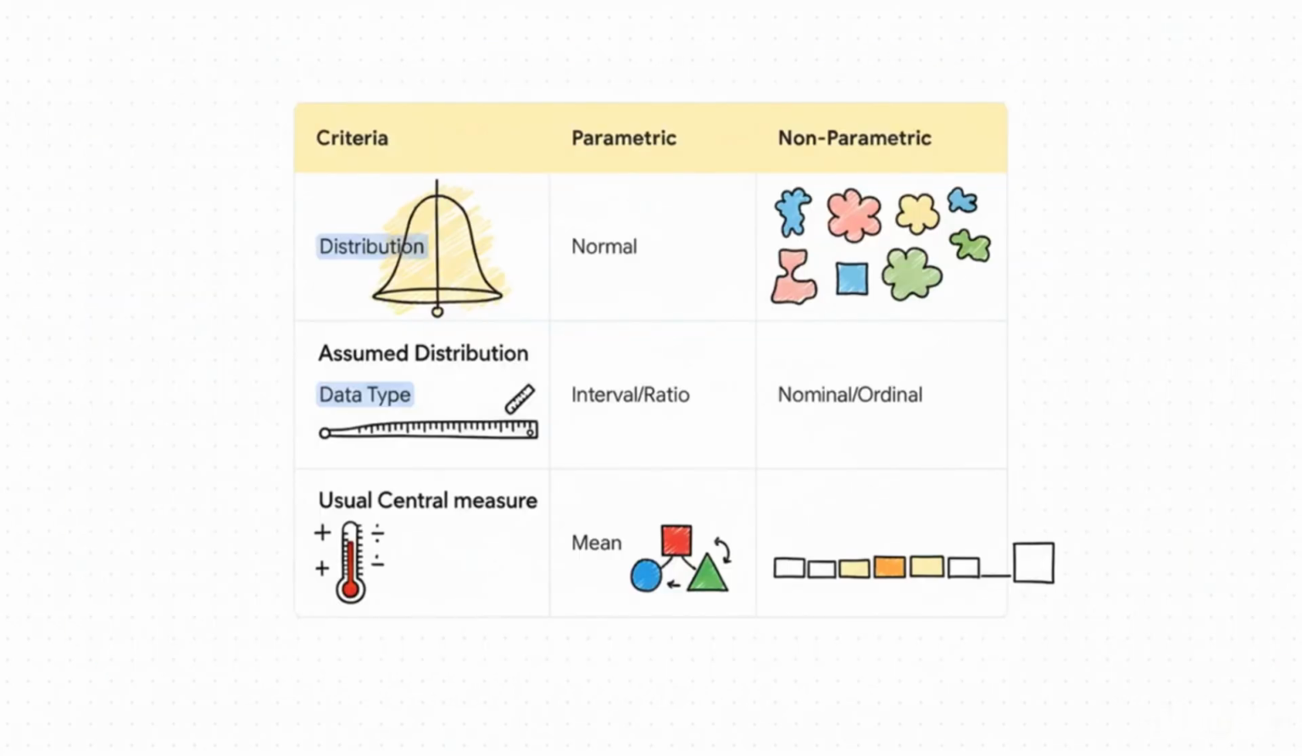Let's break this down even more with this table. Look at the assumed distribution row. Parametric tests demand a normal distribution. Non-parametric? They can handle pretty much anything. Now for typical data, parametric needs that numerical, interval, or ratio data. But non-parametric is perfectly happy with categorical nominal data or ranked ordinal data. And this difference affects the usual central measure. Parametric tests almost always focus on the mean, or average, but non-parametric tests often use the median, the middle value, which is way less sensitive to those extreme scores or outliers.